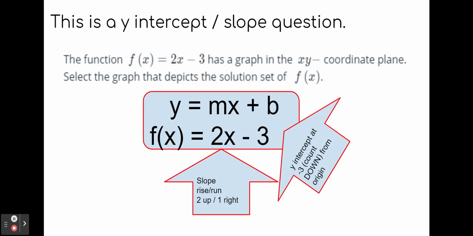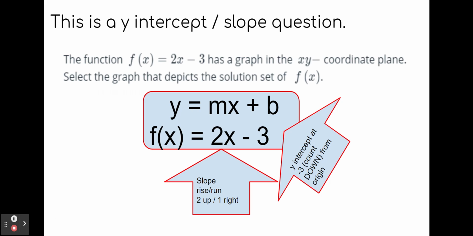The function f of x equals 2x minus 3 has a graph in the xy coordinate plane. Select the graph that depicts the solution set of the function of x. This is a y-intercept slope question. Remember your formula. Y equals mx plus b. The function of x equals 2x minus 3. Remember your slope, your rise and run is m. Your y-intercept is b.